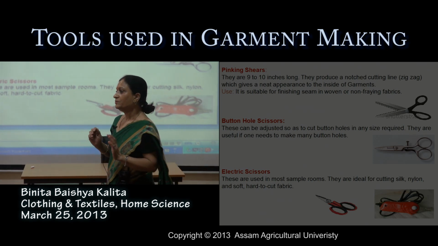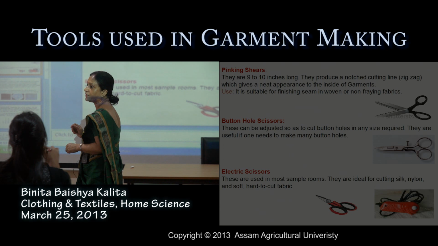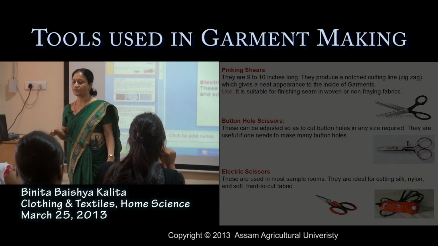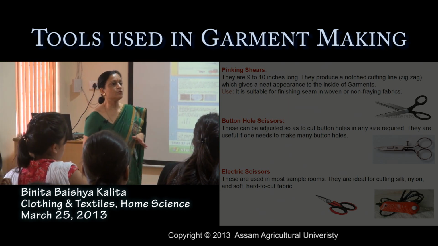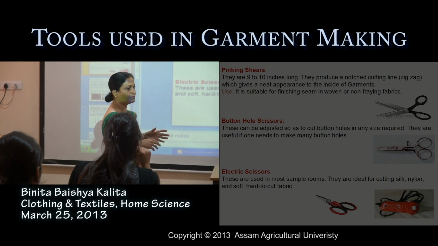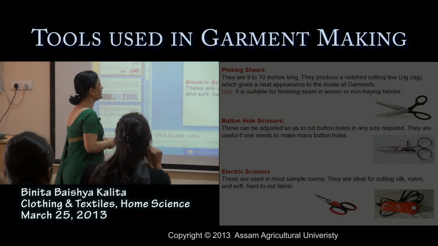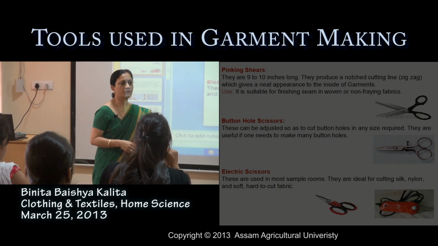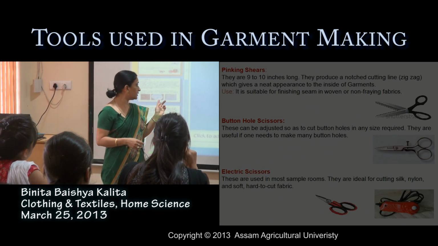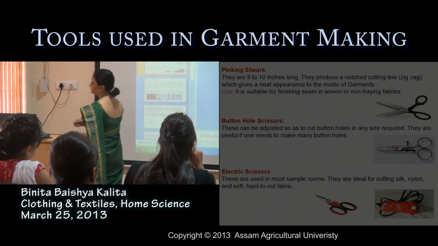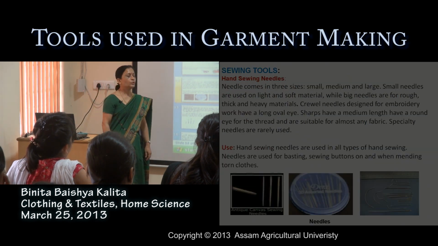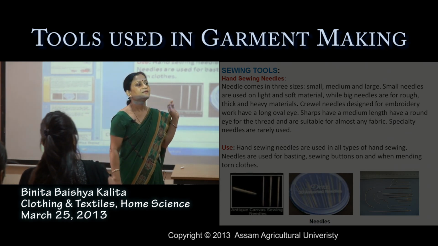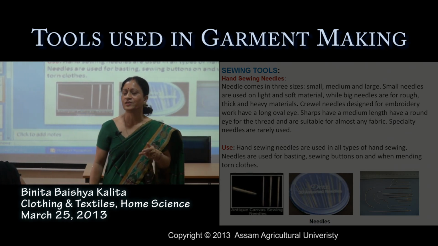This electric scissor is mainly used in the garment industry for cutting 100 layers of fabric, and is usually used for cutting silk and very fine fabric, as well as nylon, silk, and other chiffon or terracotta, that type of fabric. To cut that type of fabric, they use the electrical scissor. So those are the cutting tools.